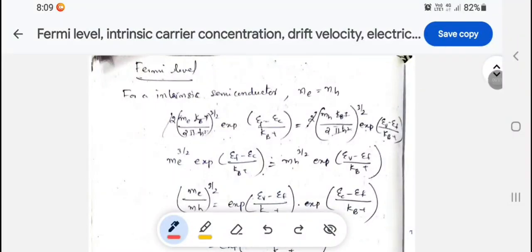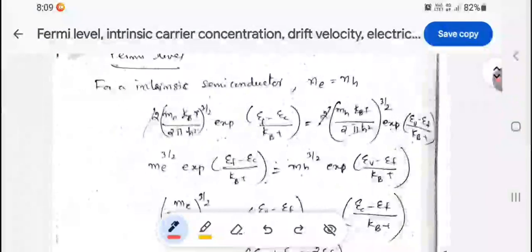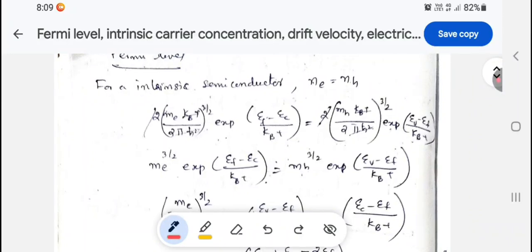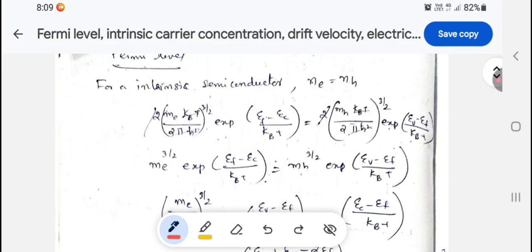Hello everyone. In the previous portion we had discussed the intrinsic semiconductors, that is the carrier concentration for holes and electrons, in Fermi levels as well as in energy bands. Okay, so now we discuss how we can derive the equation for the Fermi level from the intrinsic semiconductor carrier concentration. Here Ne represents the carrier concentration of electrons and NH represents the carrier concentration of holes.